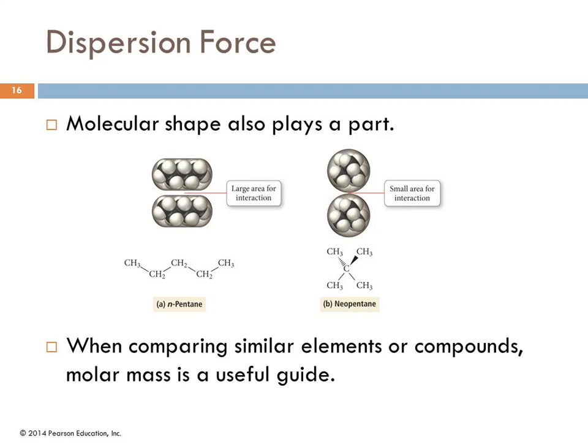And shape can also play a part. Here are two isomers of pentane. Normal pentane, which is just a straight chain of carbons, and neopentane, where this carbon has 4 other carbons attached to it. So this is going to have more of a spherical shape to it, and this is going to be more of a linear shape.